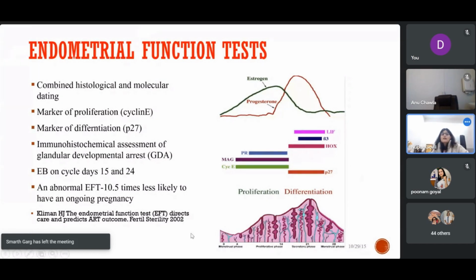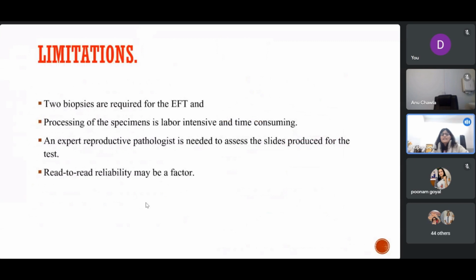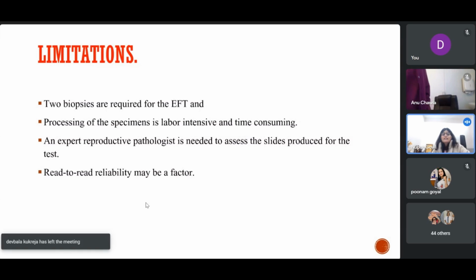So this was called the endometrial function test, and they found that an abnormal endometrial function test was 10.5 times less likely to have an ongoing pregnancy rate. But there were limitations to this test. Two biopsies are required, and it is time consuming. We need an expert reproductive pathologist, and read reliability may be a factor in this test.